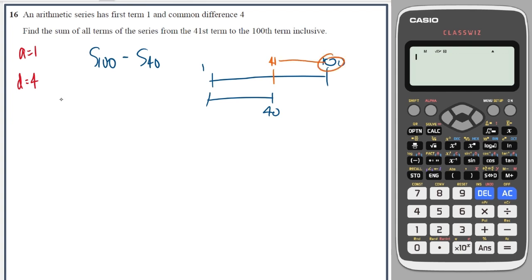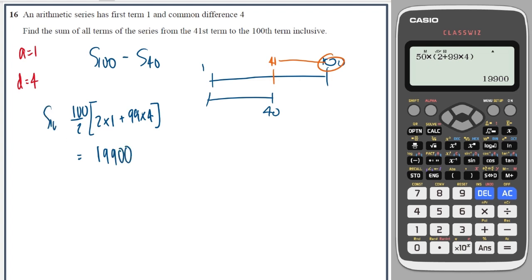So the sum to 100 using the formula is 100 over 2, 2 times the first term, which is 1, plus n minus 1, so 99 times the difference. So let's work that out. We use our calculator to do that. 100 over 2 is 50, multiplied by 2 plus 99 times 4, which is 19900.